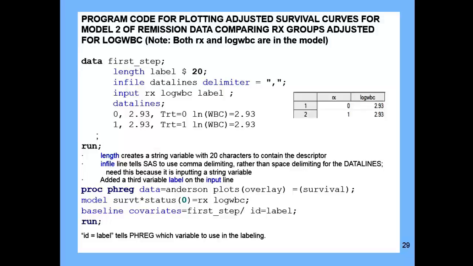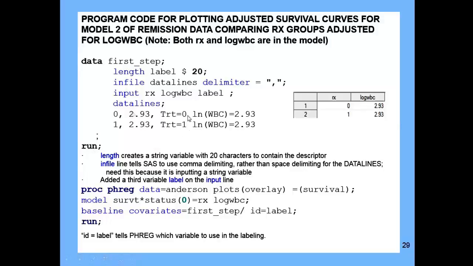What this is saying is, I want to get two survivor curves, one for treatment 0 and log white blood cell count 2.93, and another for the values 1 and 2.93. I'm going to get two curves, and that's what this first step does.